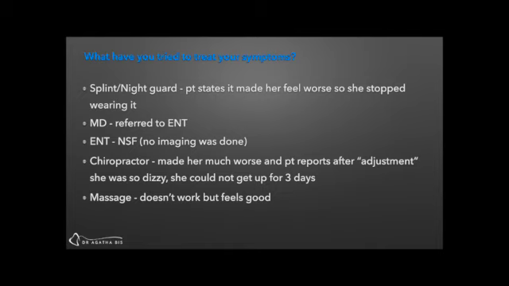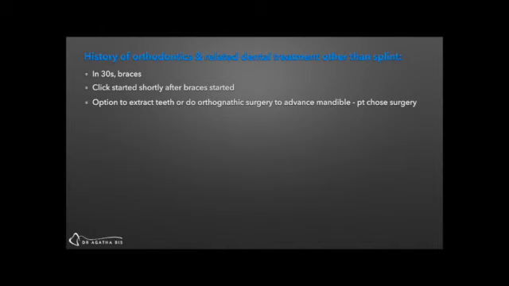So we also always ask about the history of ortho and any other related dental treatment other than splints. So she said in her 30s, so 20 years ago or so, she had braces. The click started shortly after the braces started. The option that she was given was to extract teeth or do orthognathic surgery to advance the mandible. Patient chose surgery. After surgery, the clicking got significantly worse and patient developed pain and vertigo.